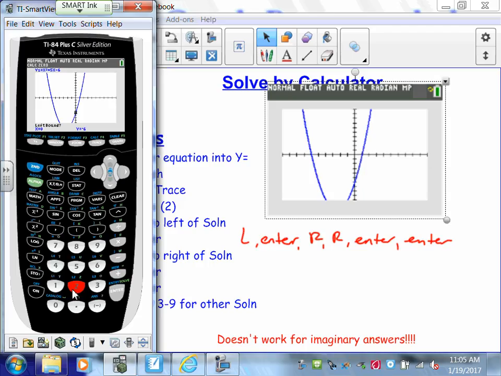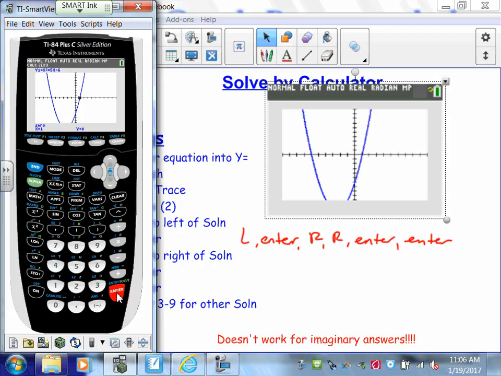Left answer, right answer. Put the blinking dot over as close as you can to the answer. And the button pattern goes left, enter, right, right, enter, enter. We know that answer is 1. It's obvious. This only works for a single graph. And you can do it for the second one too.